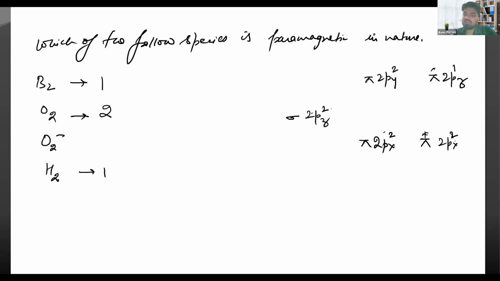How many bonding electrons are there? These are in end 6. So 6 bonding, and how many anti-bondings are there? 2 and 1, 3. Okay, 3 divided by 2, you will get 1.5.